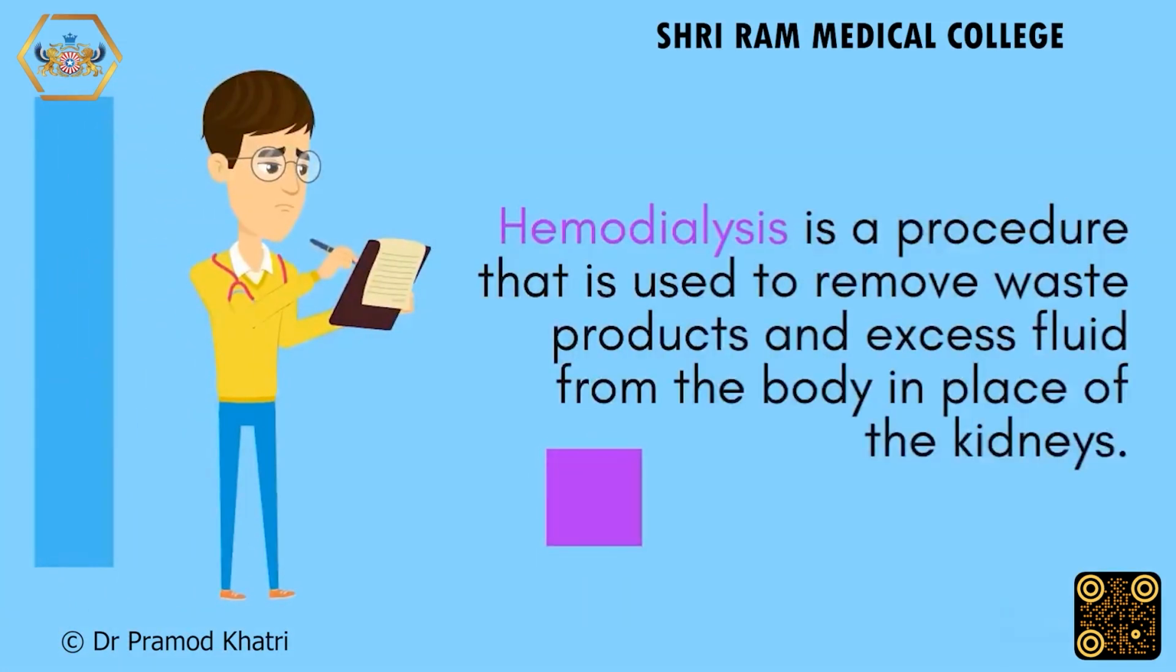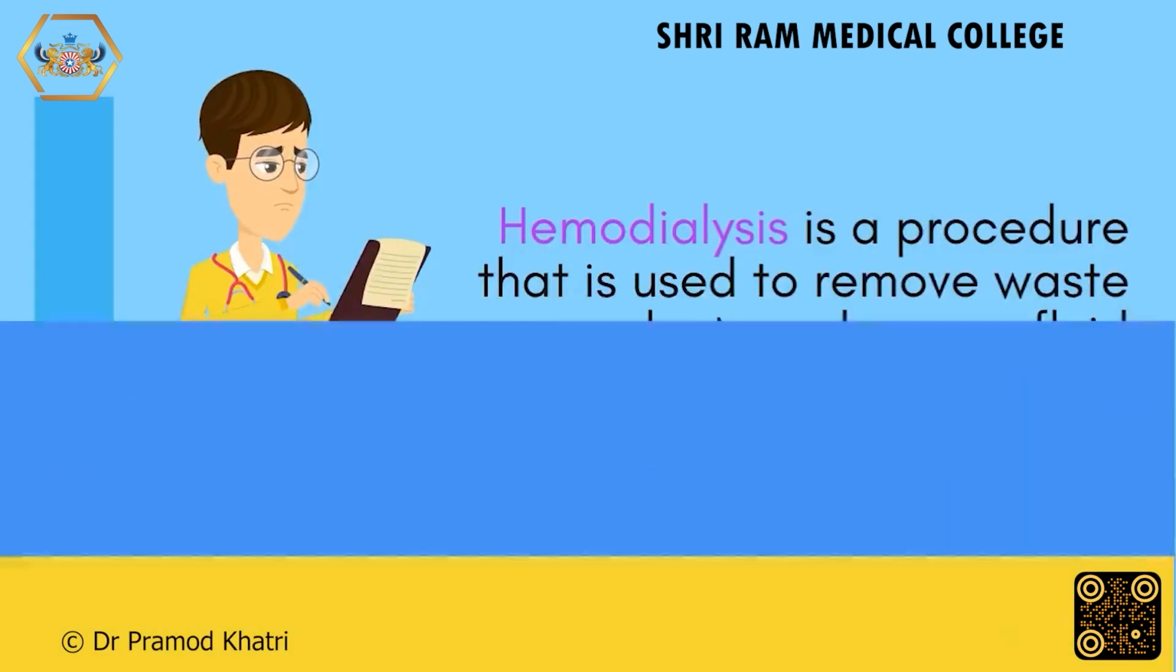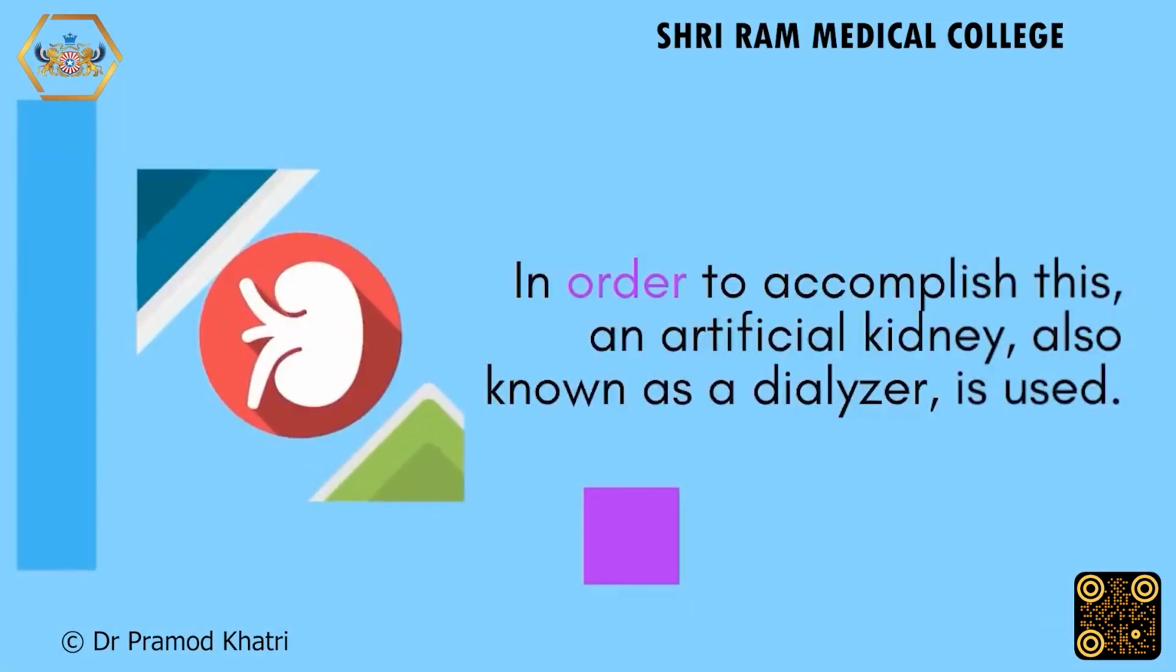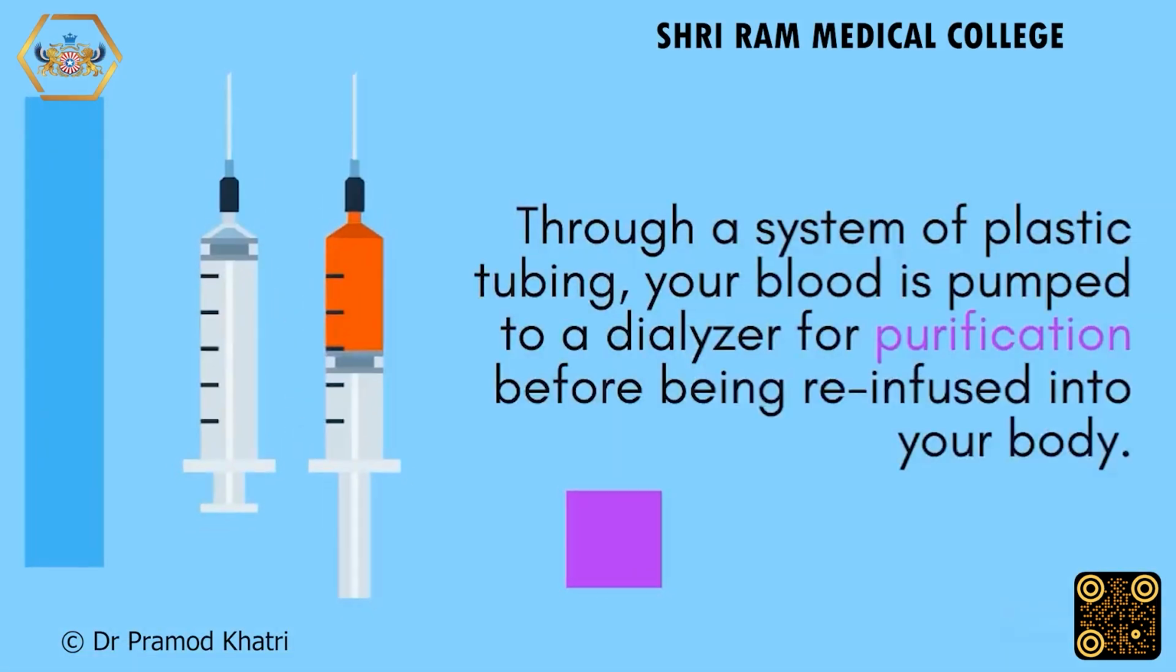Hemodialysis is a procedure that is used to remove waste products and excess fluid from the body in place of the kidneys. In order to accomplish this, an artificial kidney, also known as a dialyzer, is used. Through a system of plastic tubing, your blood is pumped to a dialyzer for purification before being re-infused into your body.